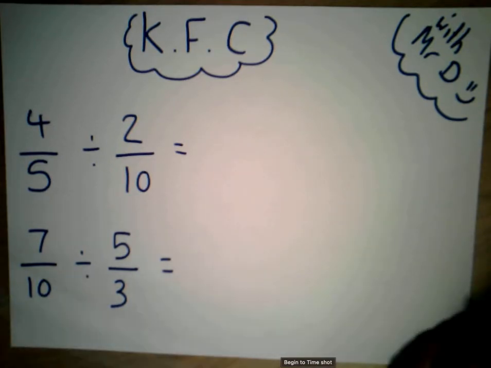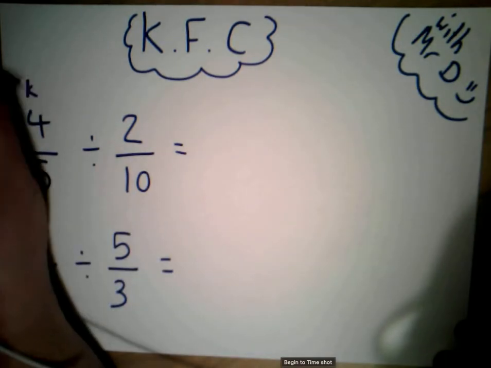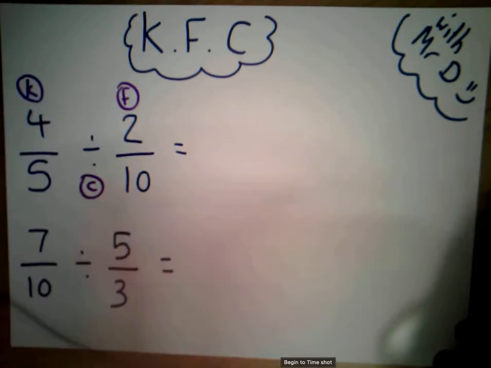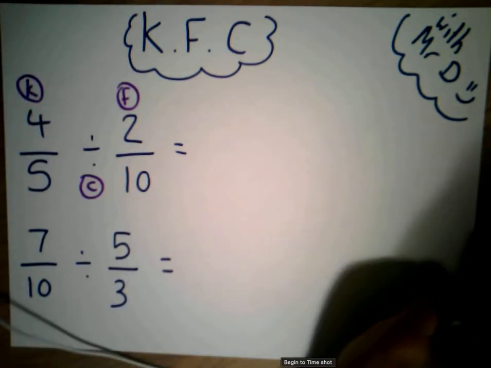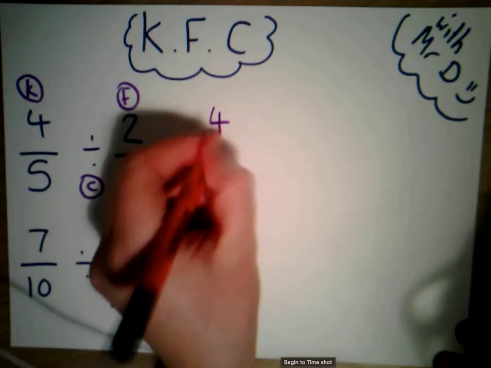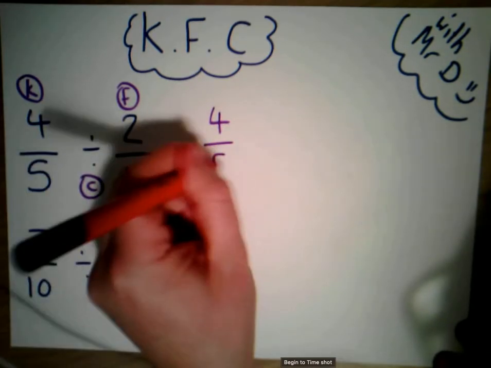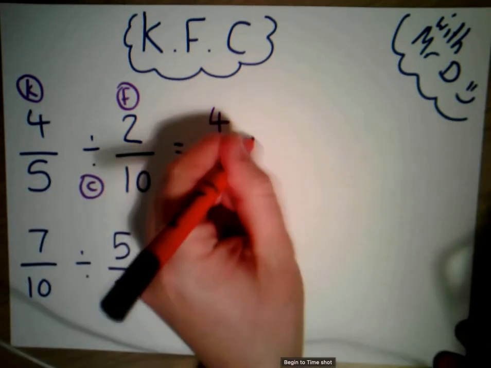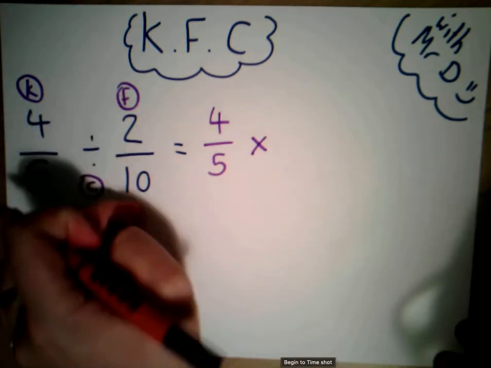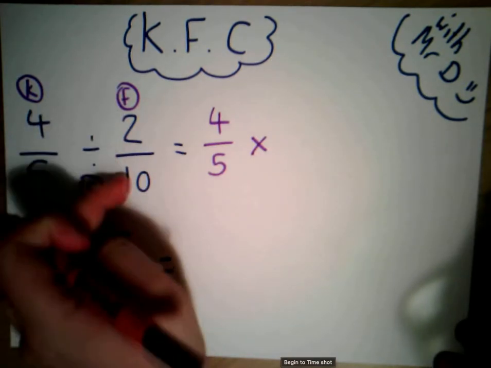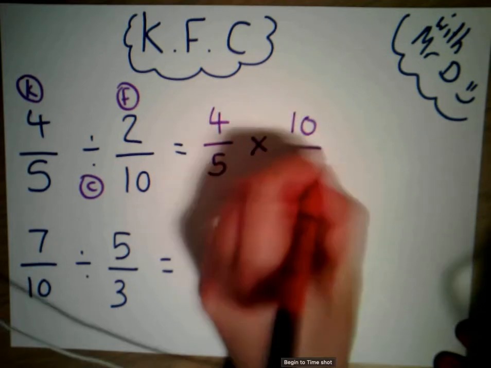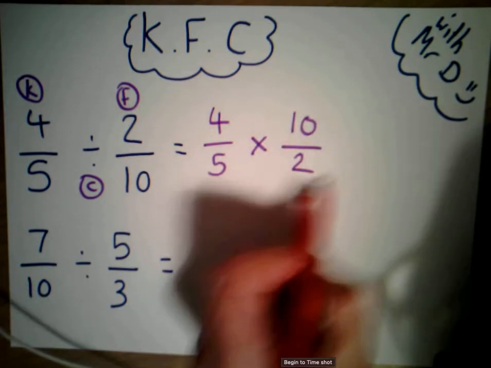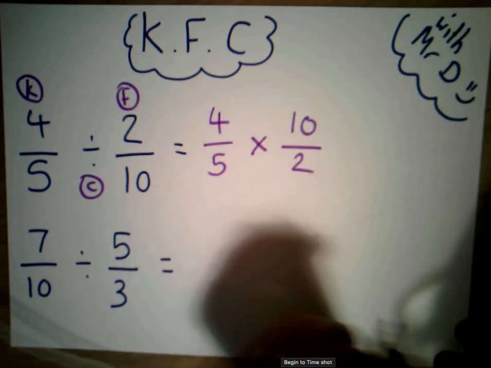Now remember, first thing we do, get your K, F, C. Remember that order, okay? So let's keep it, 4/5. We're going to change it so the opposite of division is multiplication. And then we're going to flip it. So we're going to change the numerator and the denominator round to make it 10/2. Now this looks a little bit strange. That's absolutely fine. We know we've got an improper or a top-heavy fraction. We can deal with that in a minute, okay?